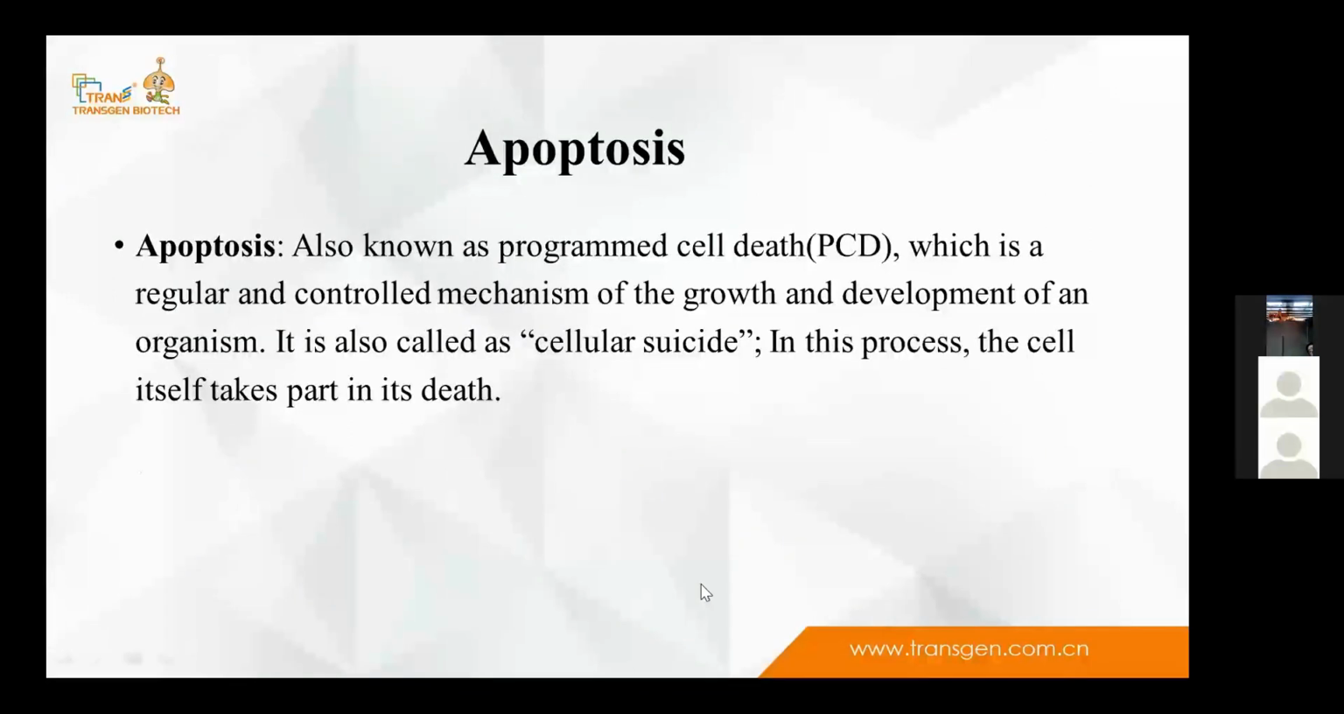The last part is apoptosis. Apoptosis is known as programmed cell death, PCD, which is the regular and controlled mechanism of the growth and development of the organism. So it's also called cellular suicide. In this process, the cells themselves take part in their own death.